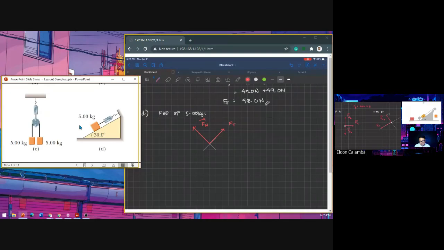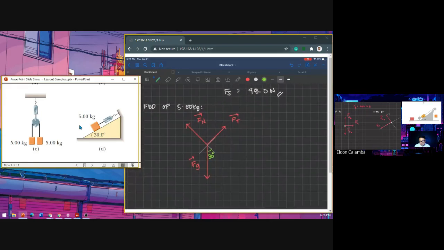Kung ano si Ft, yun ang reading ng ating spring scale. And then, you have the weight, Fg. Now, the angle between the negative y and Fg is equal to 30 degrees. Okay? So, nakita natin na si Fg is going down. Wala siyang x and y components. So, decompose natin into components.